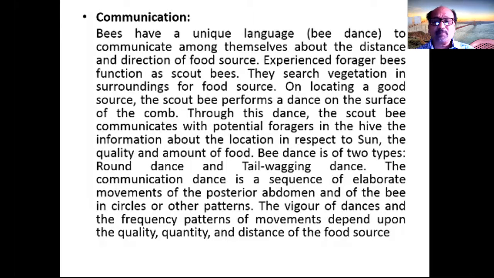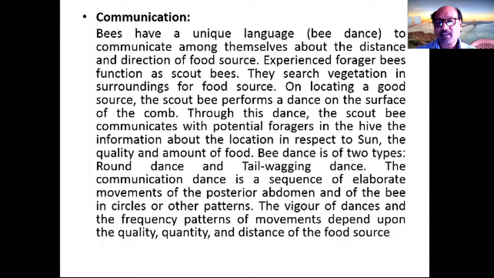Then there are some danger situations, such as when a predator is attacking or an enemy is there. They alarm the other members by releasing pheromones, and that alarm pheromone makes them immediately ready to attack the predator or the enemy. This is known as the alarm pheromone.